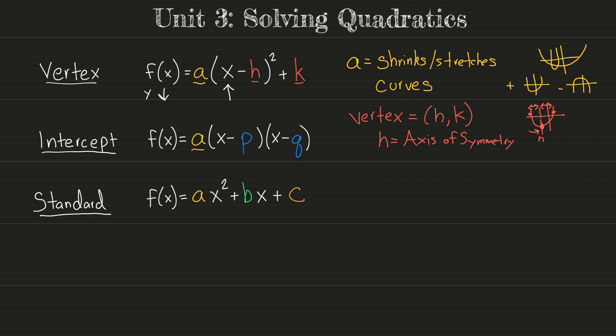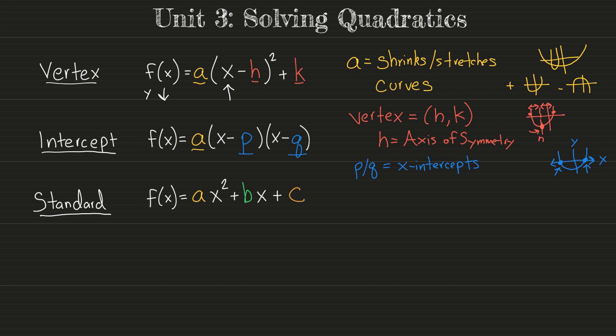But here we have p and q. What p and q are, are our x-intercepts. This is where the quadratic crosses or intercepts the x-axis. Remember, the x-axis, of course, is the horizontal one, and y is the vertical one. So if we had a quadratic that looked kind of like this, these two points right here where it crosses would be our x-intercepts.